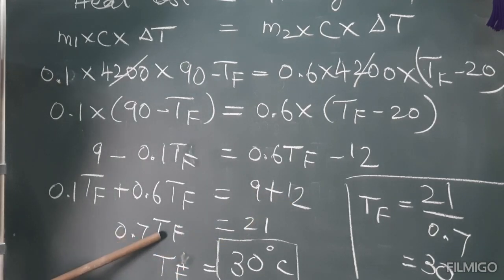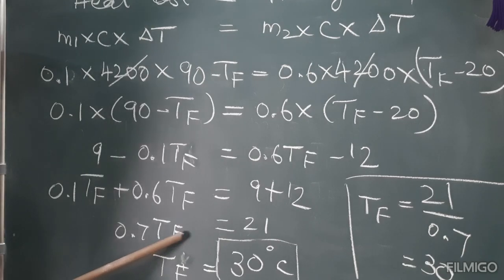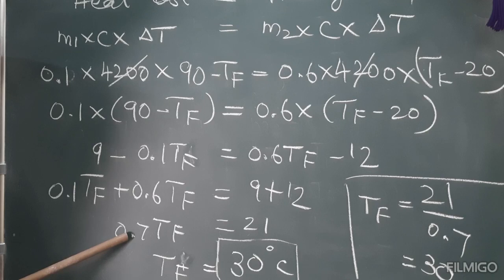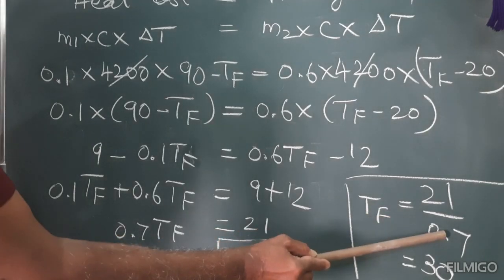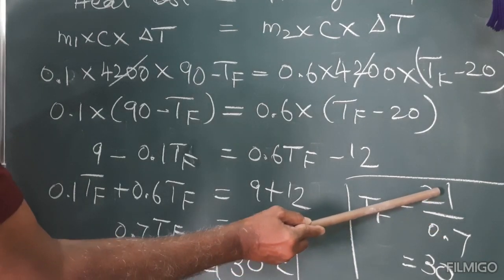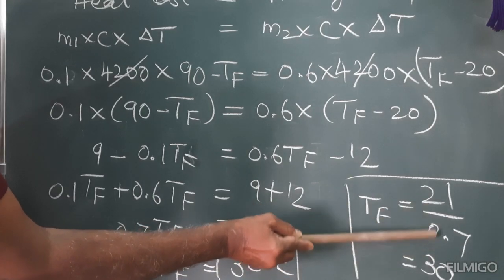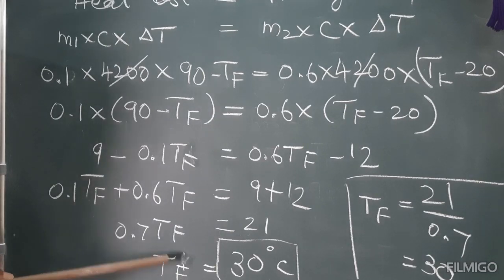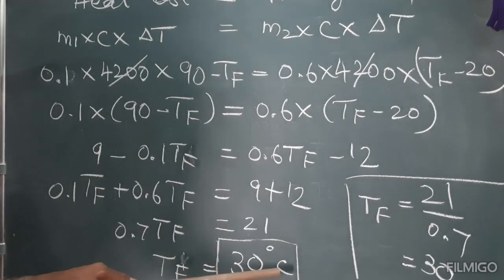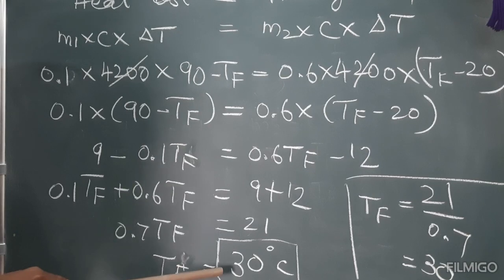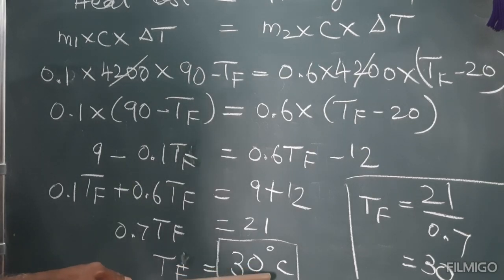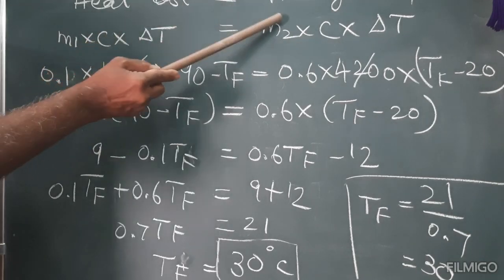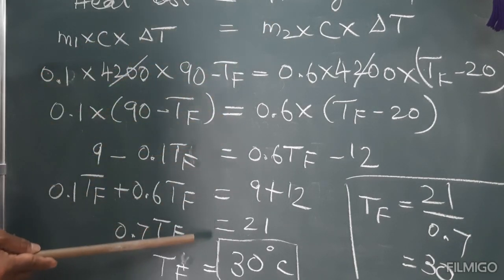If 0.7 Tf is equal to 21, what will be the value of Tf? You can bring this 0.7 to this side, and that becomes a division. So Tf is equal to 21 by 0.7. When you divide this, you will get the number 30. So 30 is the final temperature, which is written with the unit of degrees Celsius. So the final temperature of the mixture is 30 degrees Celsius. That is how, using the heat lost is equal to heat gained formula, we calculate this problem number 2.